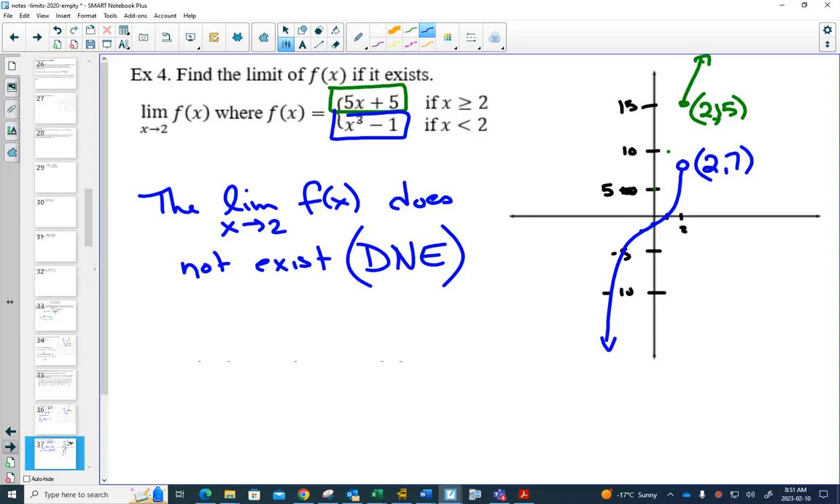Anytime that there's a limit that does not exist, that means there's some sort of break in your graph. In this case, you would not be able to draw this whole thing without lifting your pencil. You'd have to lift it up and connect it at the other part.